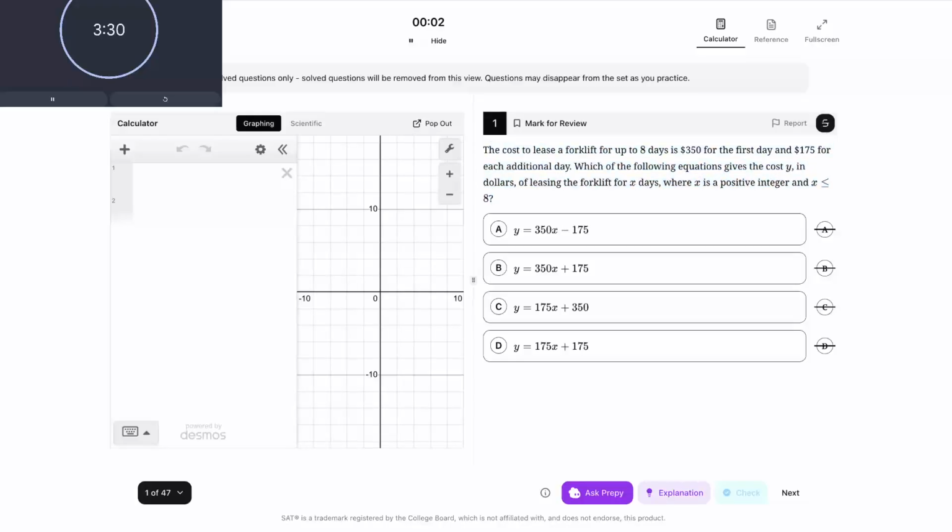The cost of leasing a forklift is 35 for the first day, and 5 for additional days. Which of the following equations gives the cost y?